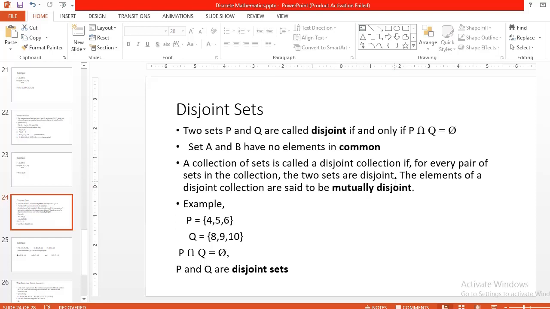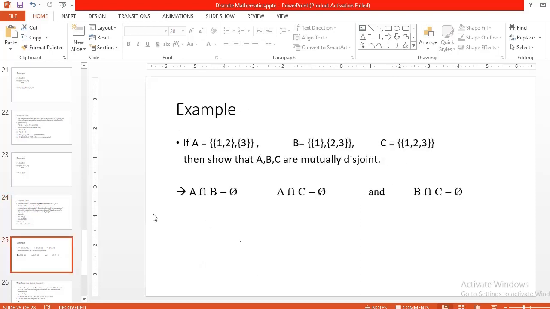If the sets are disjoint, then the sets are called mutually disjoint. For this proof, suppose you have to prove that A, B, C are mutually disjoint, then you have to show that the intersection of these sets is the phi set or null set.